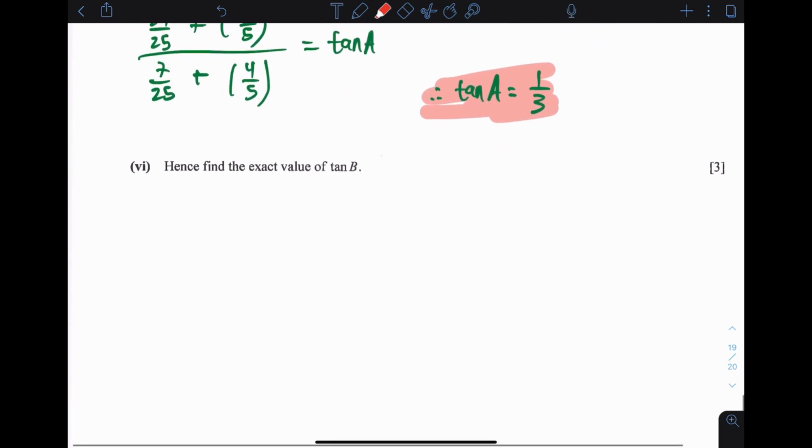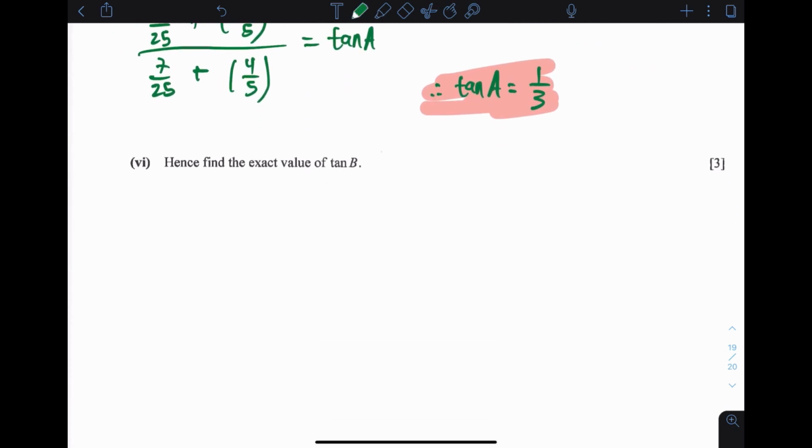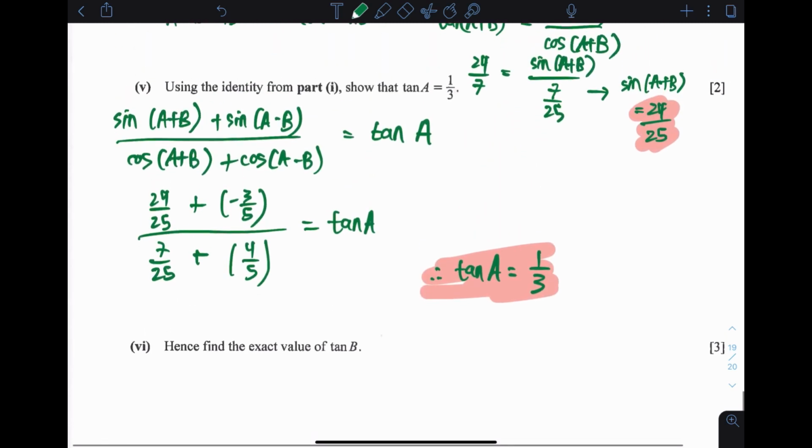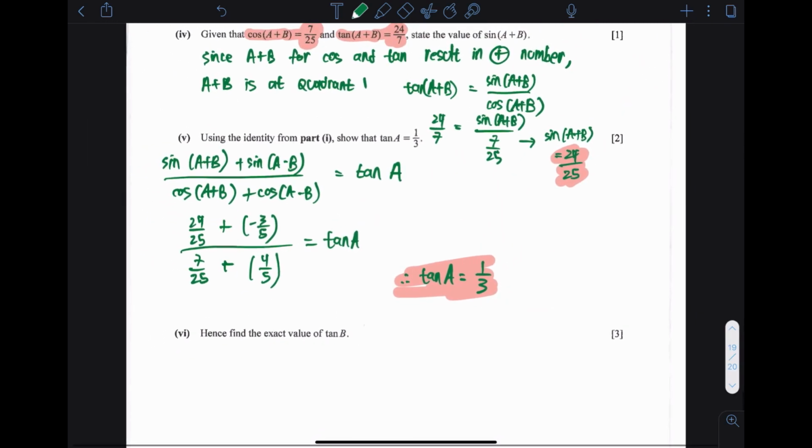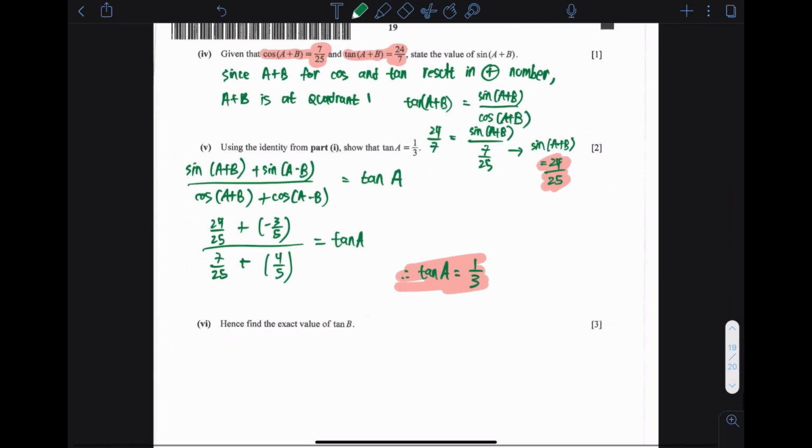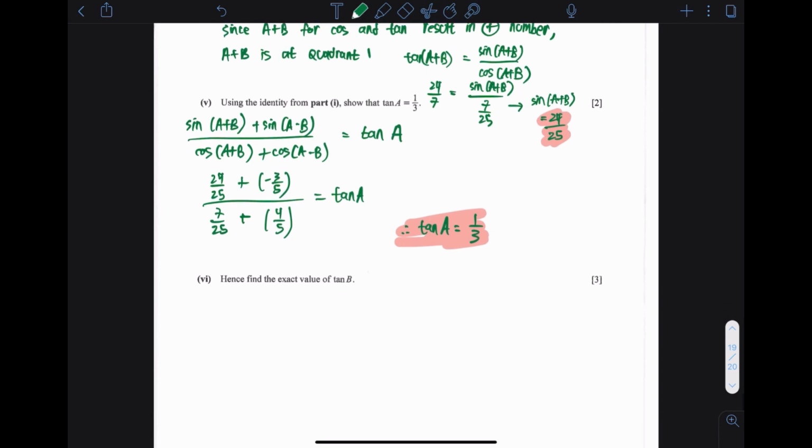Hence, find the exact value of tangent B. What do we have here? We have a lot of information here, and the only one that has something to do with tangent and B is from part 4. Tangent of A plus B is 24/7. So we might start with that first. Tangent of A plus B equals 24/7. Using the addition formula for tangent, you will have tangent A plus tangent B over 1 minus tangent A tangent B.